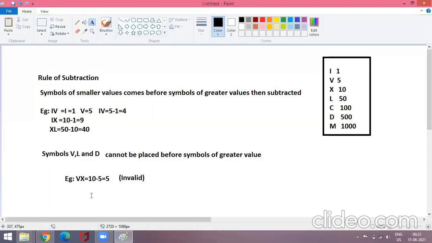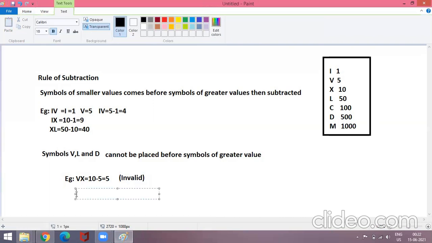Right? The same holds good for others too. LC: C is of greater value. L is placed before C, so it would be 100 minus 50. But this is invalid.